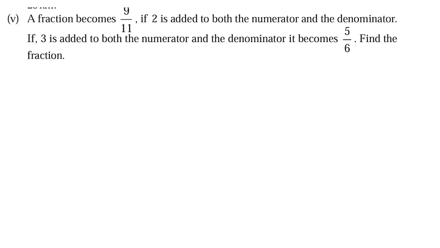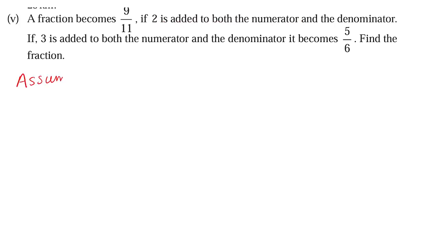Look at this question. A fraction becomes 9 by 11 if 2 is added to both numerator and denominator. If 3 is added to both numerator and denominator, it becomes 5 by 6. Find the fraction. There is a fraction. That fraction becomes 9 by 11 if 2 is added to both numerator and denominator. So how to start? I will explain.